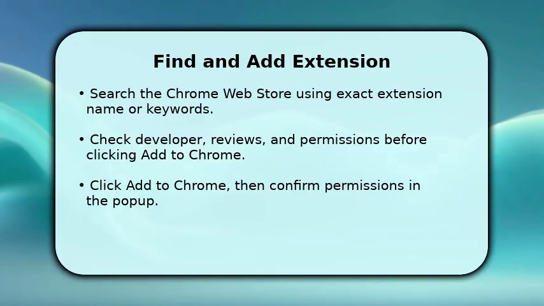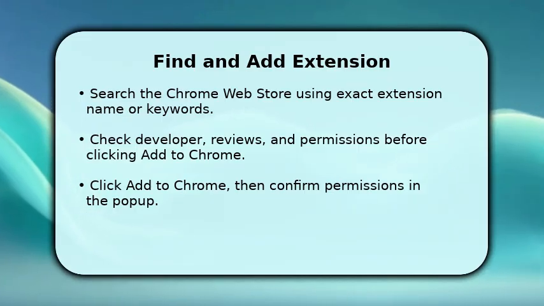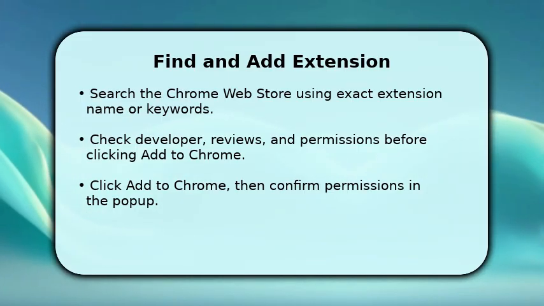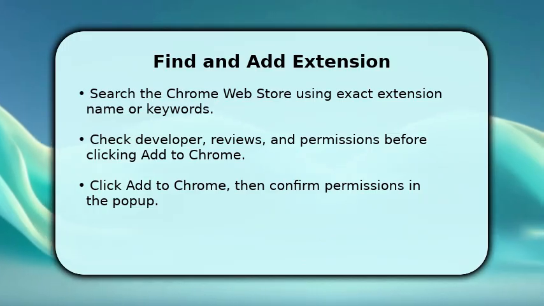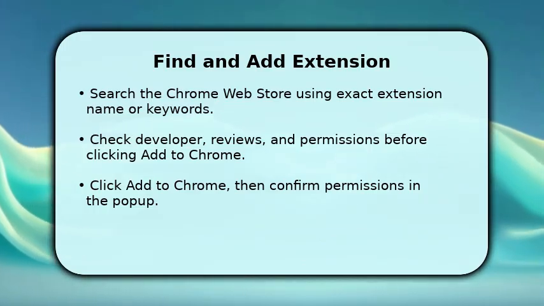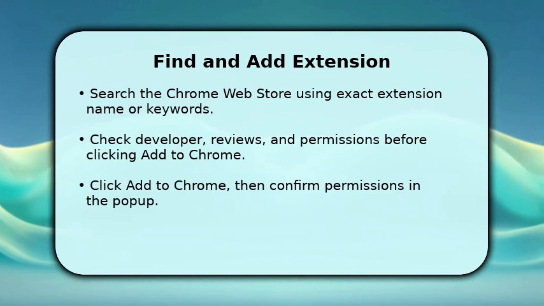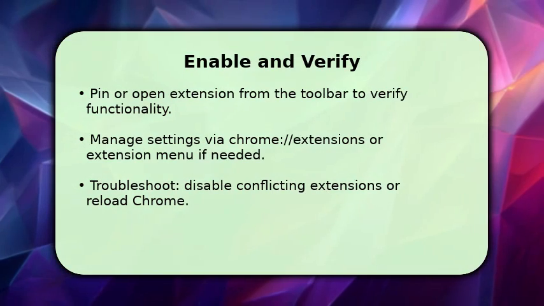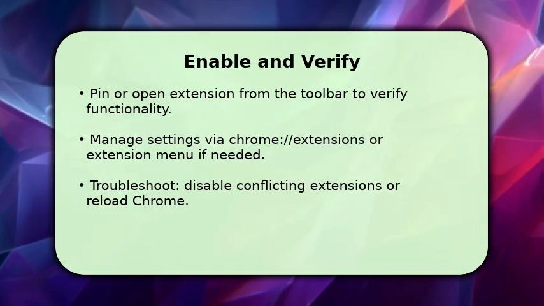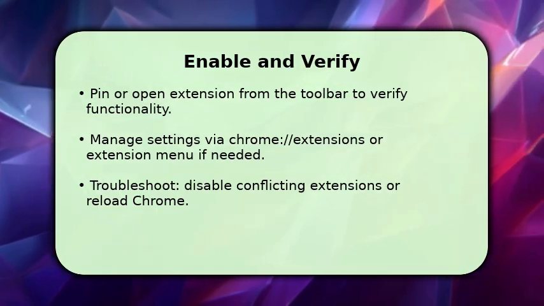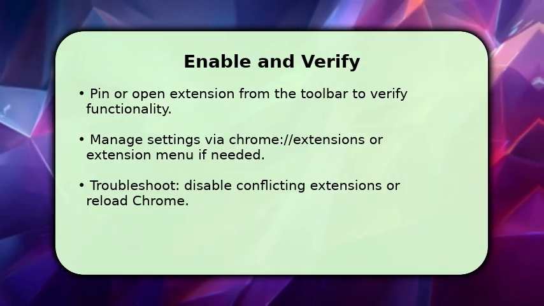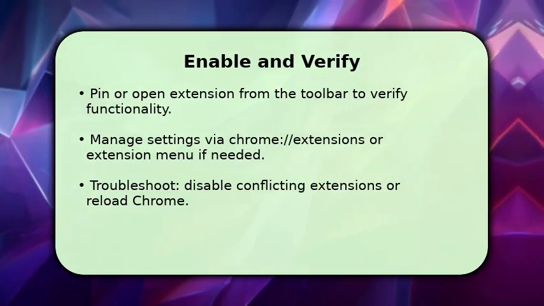A permissions pop-up appears. Read what the extension will access and confirm only if it matches your needs. After you approve, Chrome downloads and installs the extension automatically and shows its icon near the address bar. You finish by pinning or opening the new extension from the toolbar so you can verify it runs correctly. Some require an initial sign-in or setup step, so complete that now.